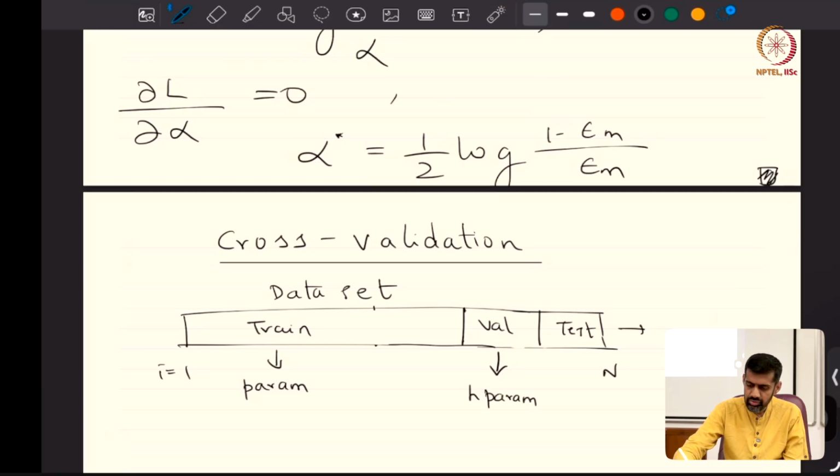And report accuracy or report metrics on this. And we have seen that while you are building an algorithm, you never look at the test data. All the parameters and hyperparameters are tuned on the training data and the validation data. You never look at the test data.